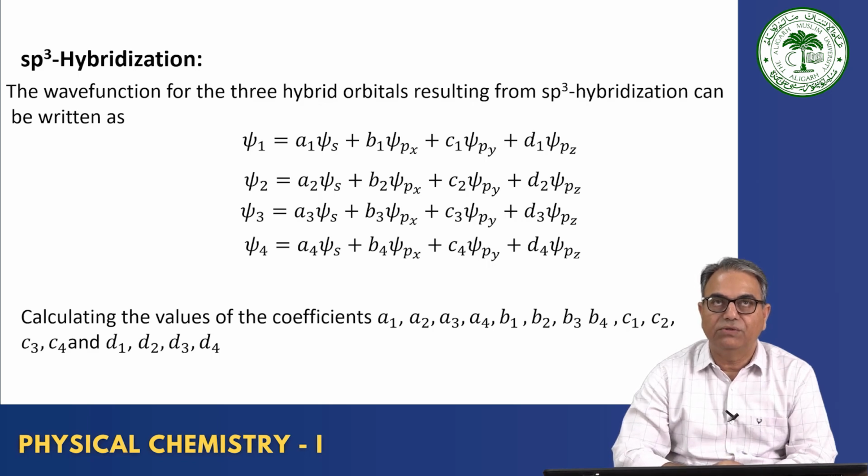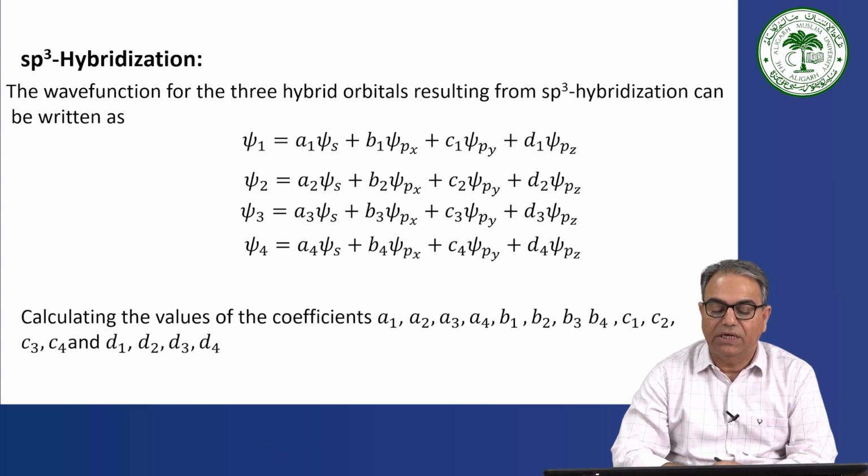So the normal way by which we were talking about was this one, that you write the 4 coefficients. Psi1 is equal to a1 psi s plus b1 psi px plus c1 psi py plus d1 psi pz. And then for psi2, a2 psi s plus b2 psi px plus c2 psi py plus d2 psi pz. For psi3 you can write a3 psi s plus b3 psi px plus c3 psi py plus d3 psi pz. And for psi4 you can write a4 psi s plus b4 psi px plus c4 psi py plus d4 psi pz. Now you have 16 different coefficients which you have to find out.